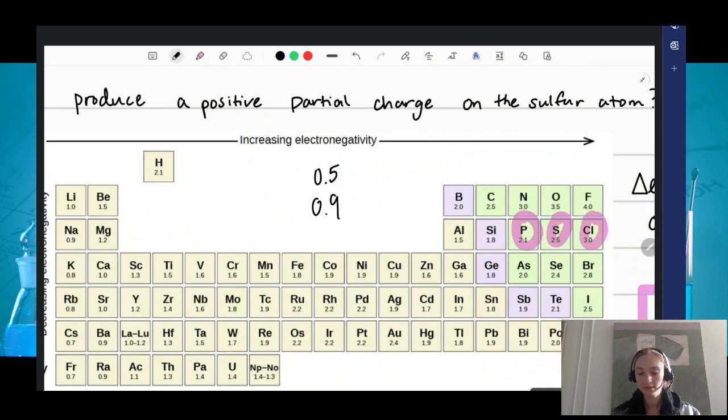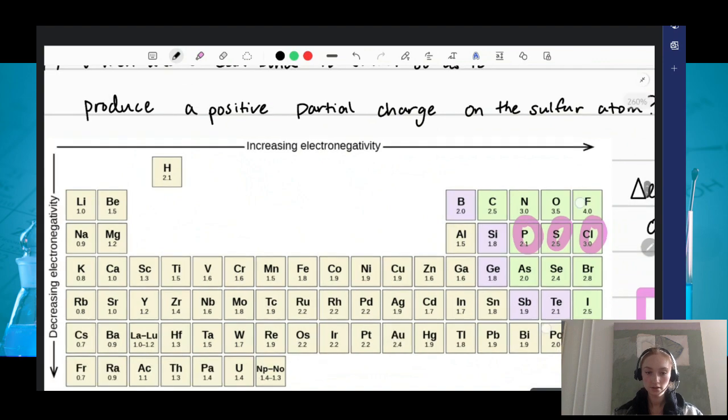So because the difference between them is going to be higher, because chlorine is more electronegative, that is why the PCl is going to be more ionic, because the difference is greater. Because phosphorus is actually lower in electronegativity.